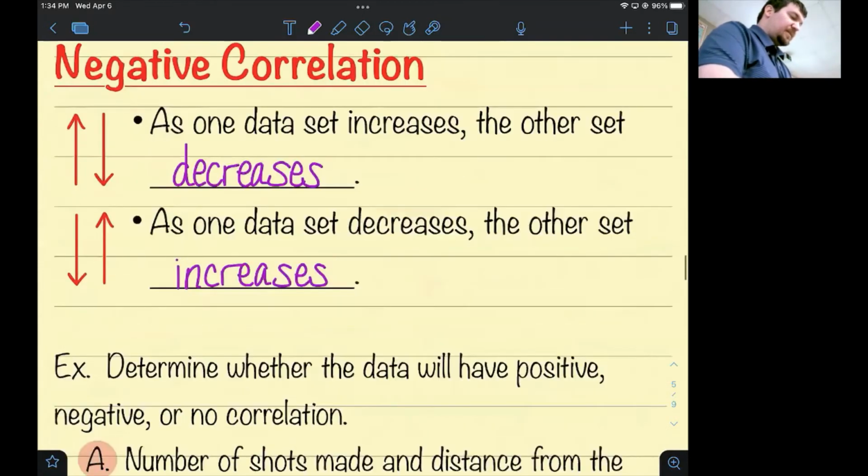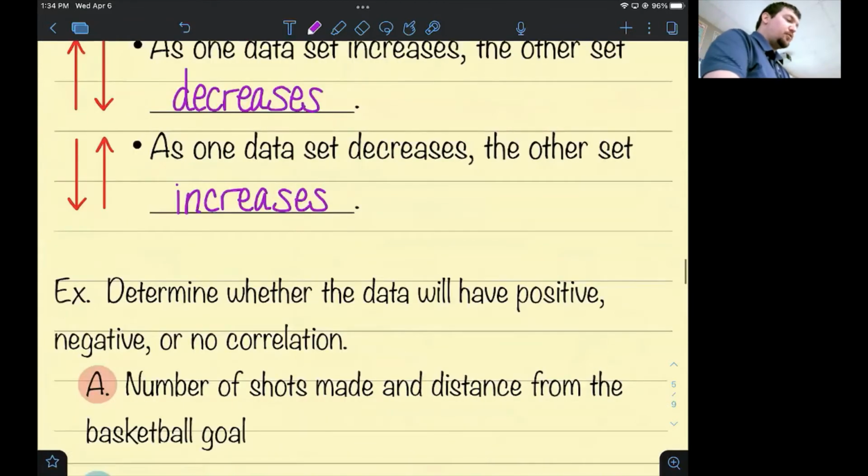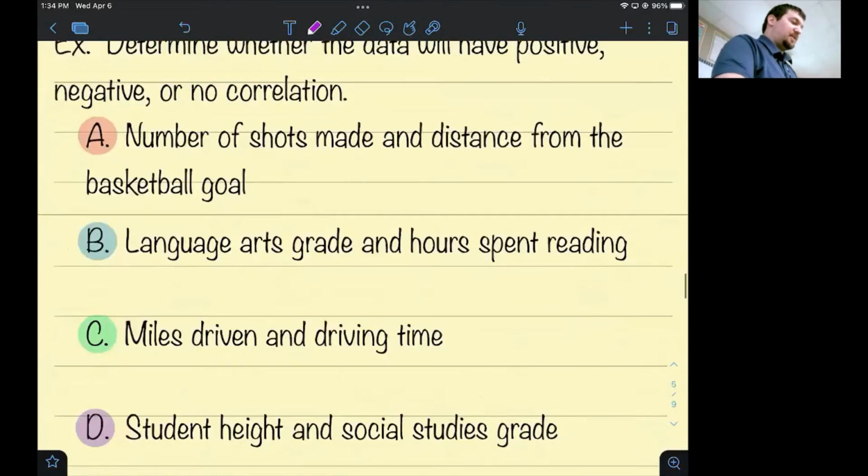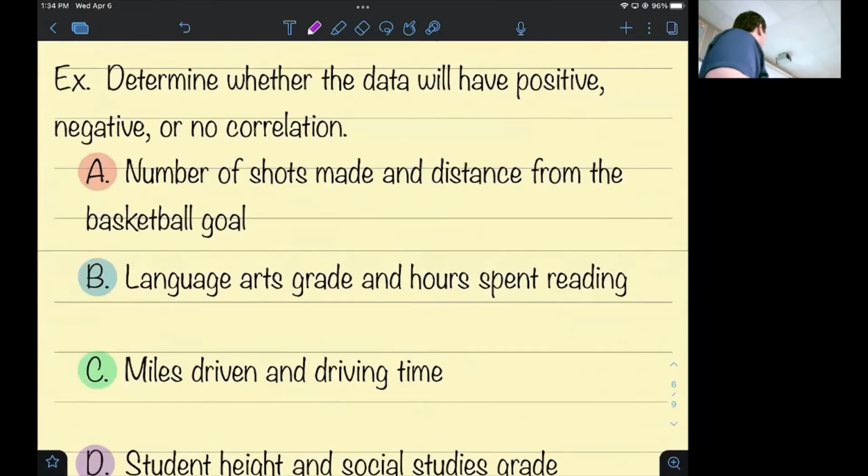So we're going to look at some scenarios here, not some graphs, because I know you guys can look at graphs and tell me if they're positive or negative correlation. I want you to think about these. These are just real life scenarios. I want you to tell me if it would have positive correlation, meaning as one goes up, the other one goes up, negative correlation, as one thing increases, the other thing decreases, or no correlation.